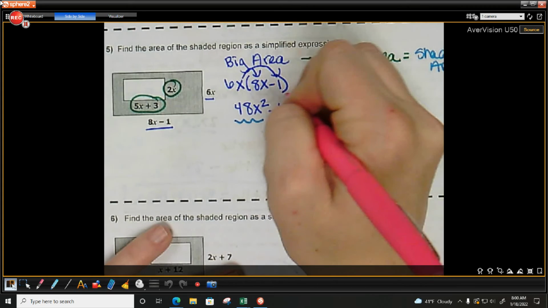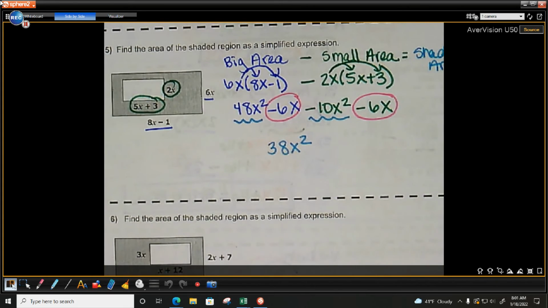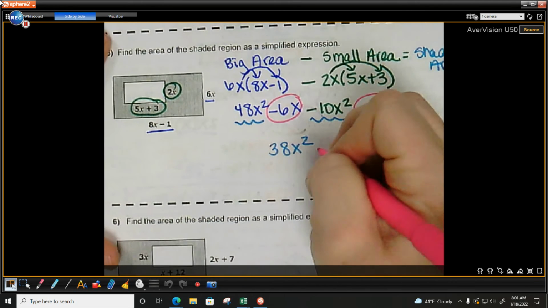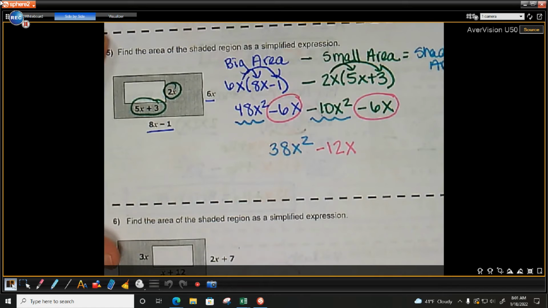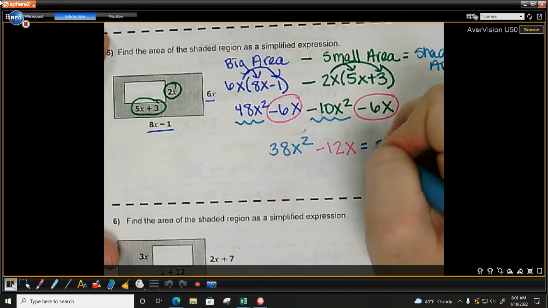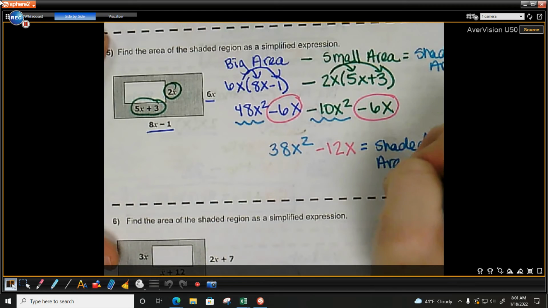And then I have my negative 6x minus 6x. A lot of us on our quiz said those cancel out. Negative 6 minus 6 gives you negative 12. And does it become x squared? No, because when you add and subtract, exponents don't change. And that is your shaded area.